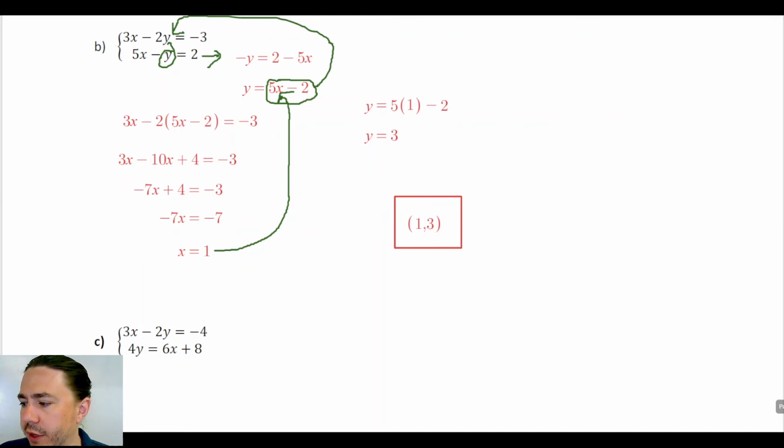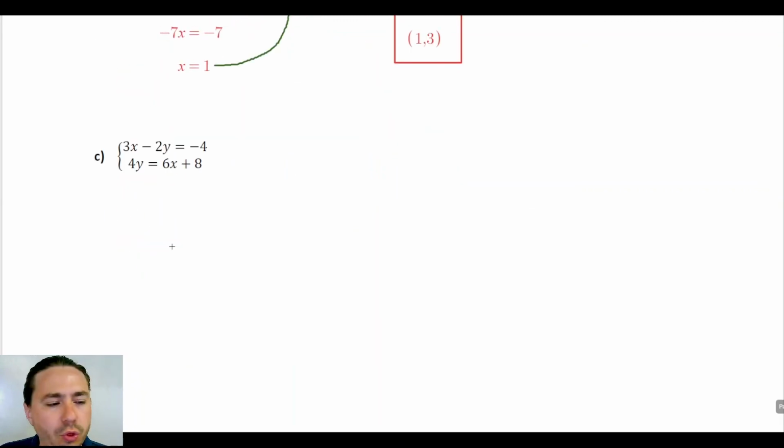All right, we have one more that we'll go through. In this case, it looks like the y in the second equation is going to be the easiest to isolate, because all I have to do is divide everything by 4. So I'm going to rewrite this equation as y equals 6 over 4 x plus 8 over 4, and I can reduce those to 3 halves x plus 2. Now I can take that expression, just like on the previous problems, and substitute it in right here.